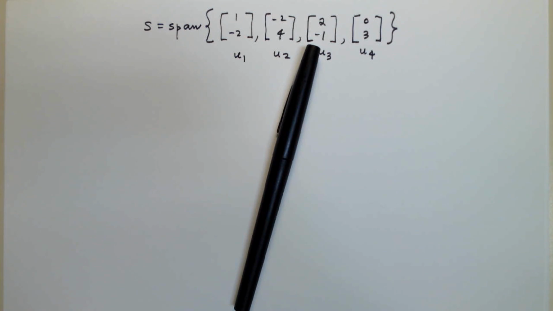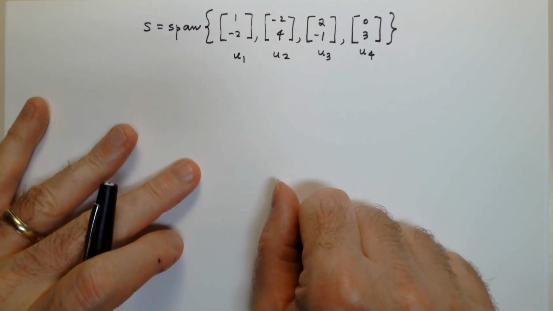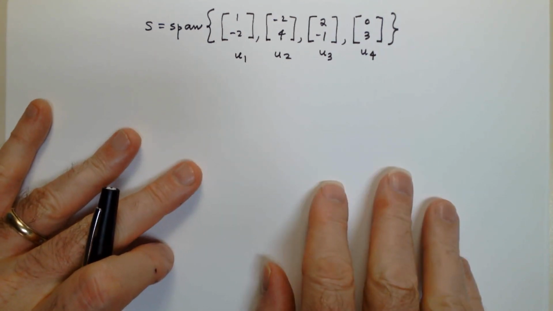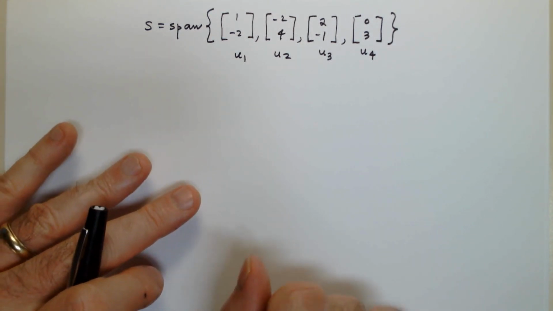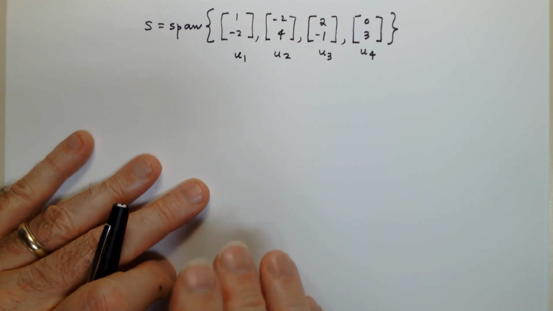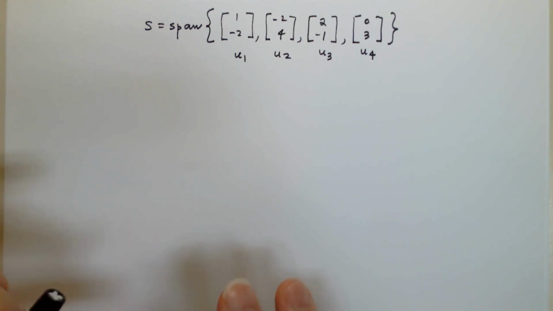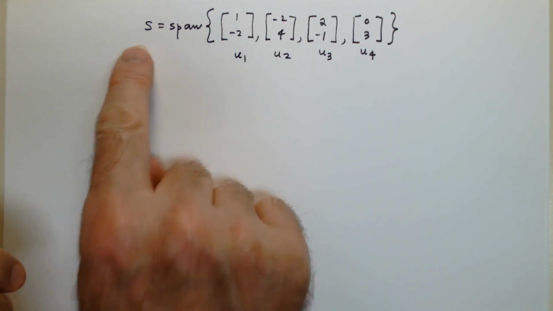Welcome to the document camera. In this problem, we've been given four vectors in R2. We formed the span of that collection of vectors, and that's going to give us a subspace, let's call it S, of R2. And our goal here is to find a basis for S. That is a linearly independent spanning set for the subspace S.